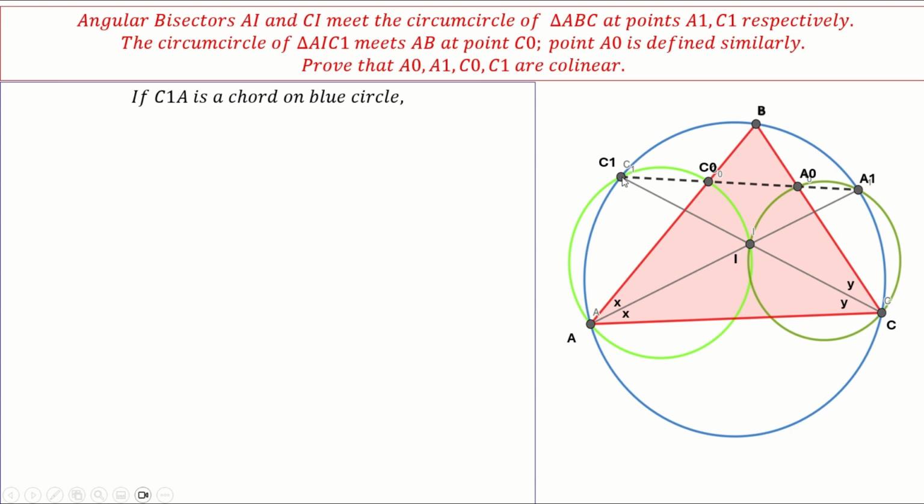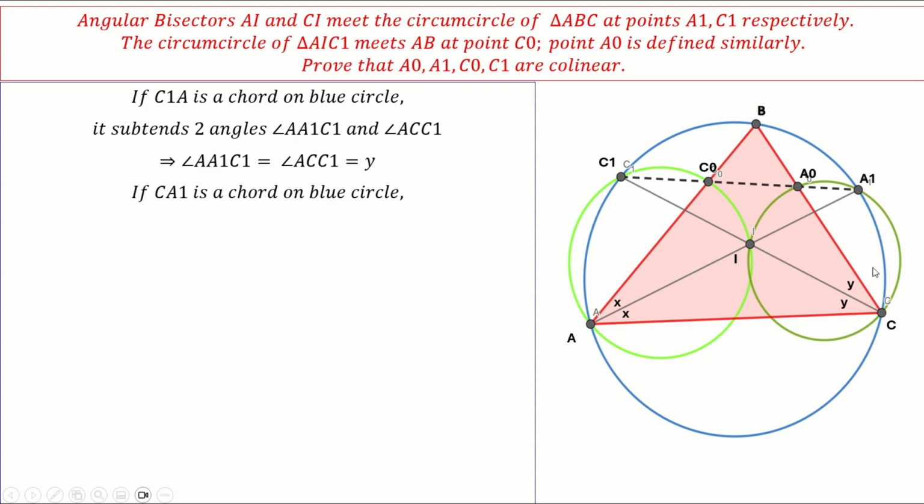So it will subtend equal angles on the same circle. That is, one is here, other one is here. Initially, I assume this is Y, so this also will be Y. These two angles are same. Similarly, CA1, this is a chord on the blue circle. This also subtends equal angles. One is here, angle X. Other one is here, CC1A1. This is also X.